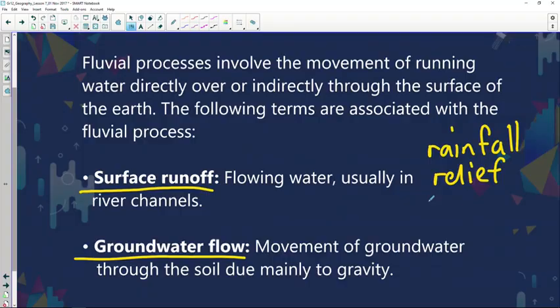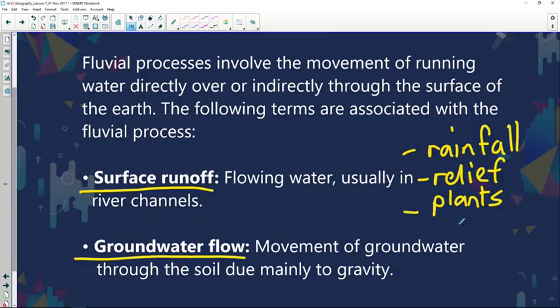Then we look at the amount of plants, the amount of vegetation. It means if the area is going to be covered with a lot of vegetation, what's going to be promoted over here? The water is rather going to infiltrate. And last but not least, the type of rock. Now, in the previous lessons, we discussed permeability of rock. What did we say about permeable rock? Permeable rock allows water to infiltrate. Impermeable rock doesn't allow water to infiltrate.